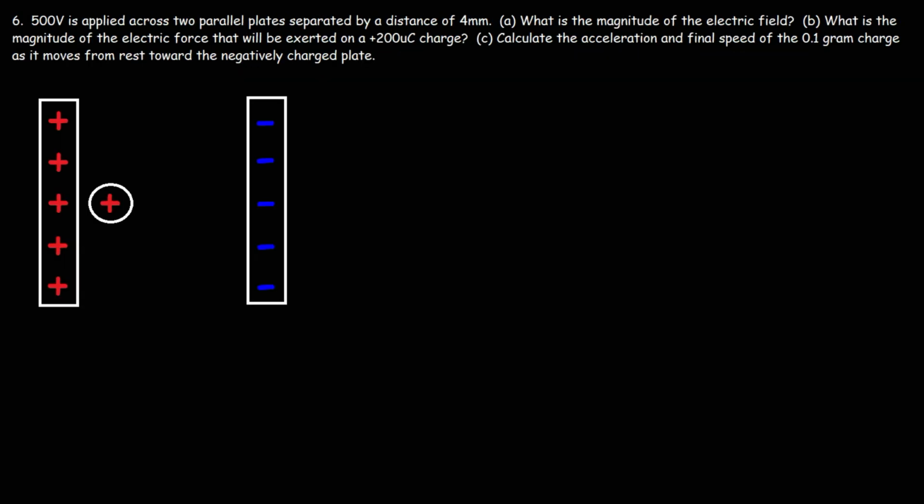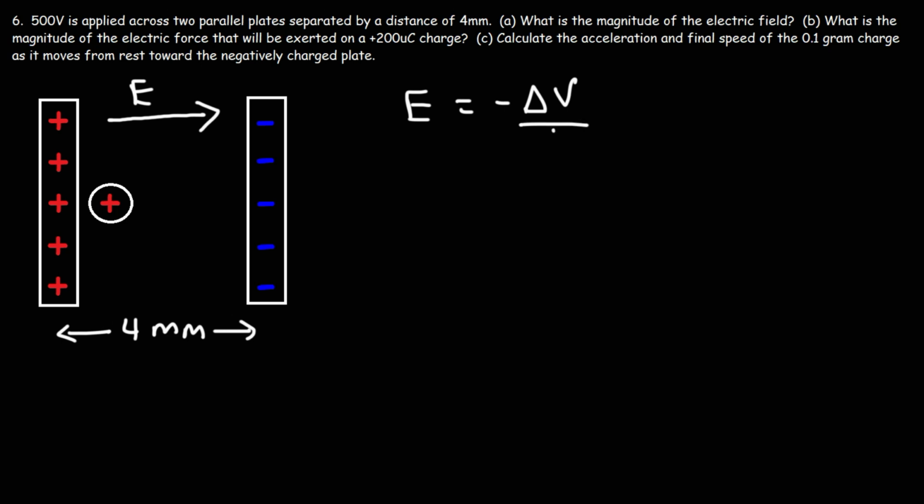Number 6. 500 volts is applied across two parallel plates separated by a distance of 4 millimeters. Part A. What is the magnitude of the electric field? So the electric field is going to move away from the positive plate and it's going to point towards the negative plate. And these two are separated by a distance of 4 millimeters. So to calculate the electric field, it's going to be negative delta V over D.